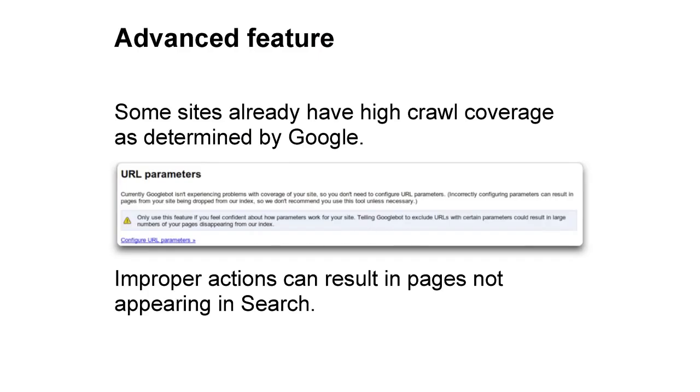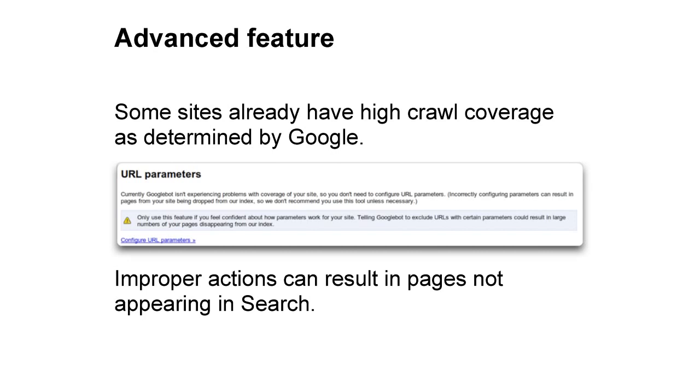Before you watch this video further, please check out the URL parameters page to see if you have a message from Google explaining that we already believe we have high crawl coverage of your site and therefore no adjustments to this feature are necessary. The message would say, "Currently Googlebot isn't experiencing problems with coverage of your site, so you don't need to configure URL parameters."